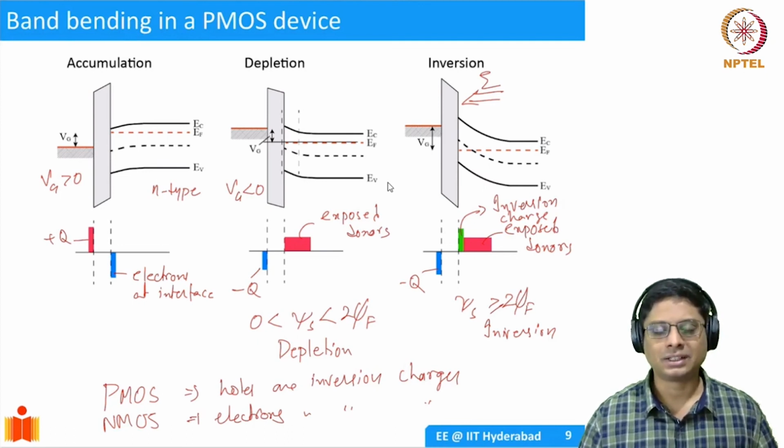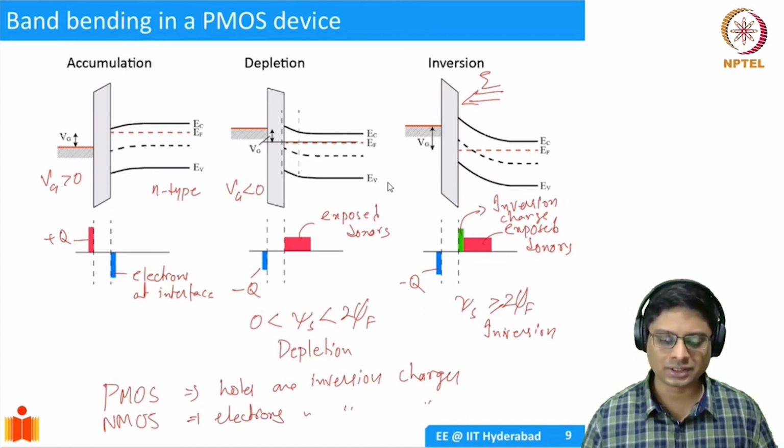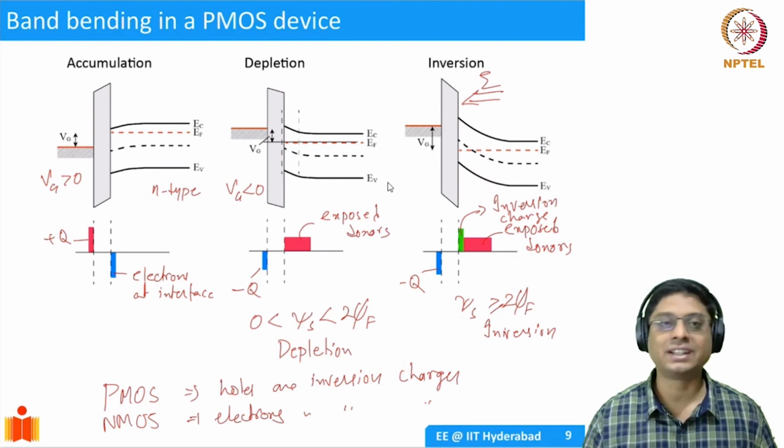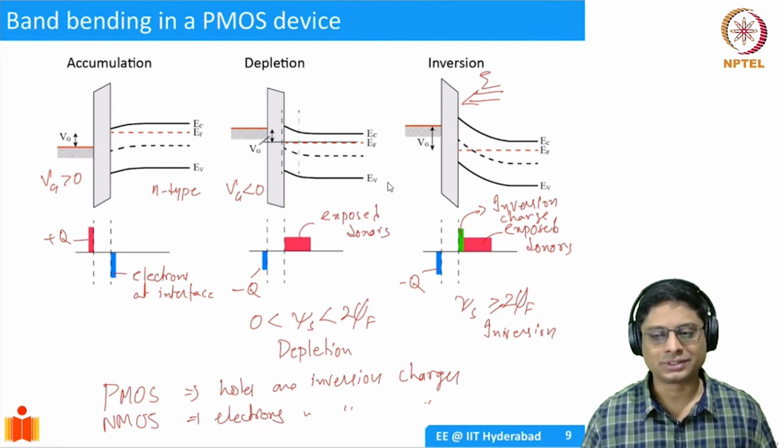We will try to solve some problems in the next class, and we'll also relax certain assumptions that we made for an ideal MOS capacitor. So yeah, we'll do that in the next class.